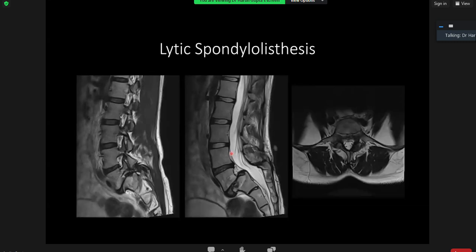Now, the next type is lytic spondylolisthesis. What happens is there is a pars defect posteriorly, where the parts are not fused with each other. And this leads to forward slipping of the vertebral body. When the forward slipping of the vertebral body happens, the central canal will never become narrowed. In fact, the central canal becomes elongated.